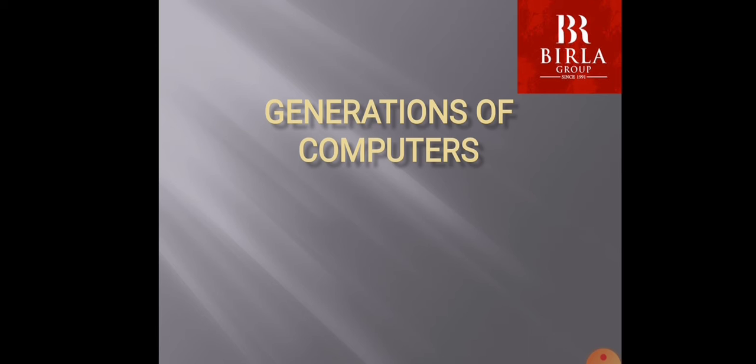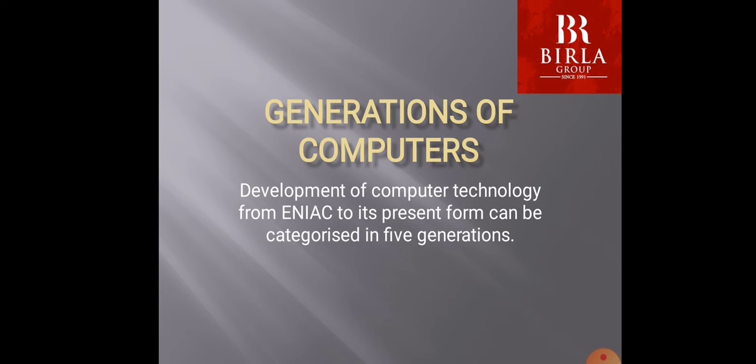Next, we are going to study generation of computers. Development of computer technology from ENIAC to its present form can be categorized into 5 generations. Let's discuss the technology used in each generation. The features of first generation computers are: 1940 to 1956 we consider as the first generation of computers.